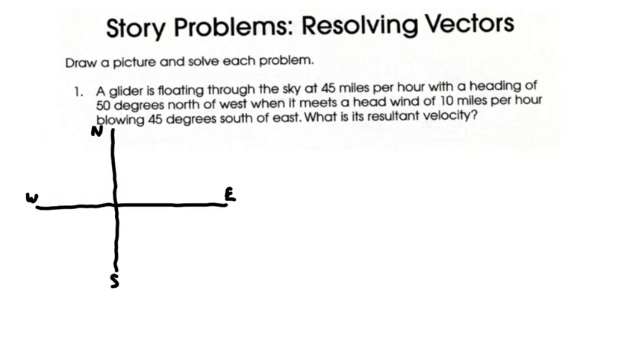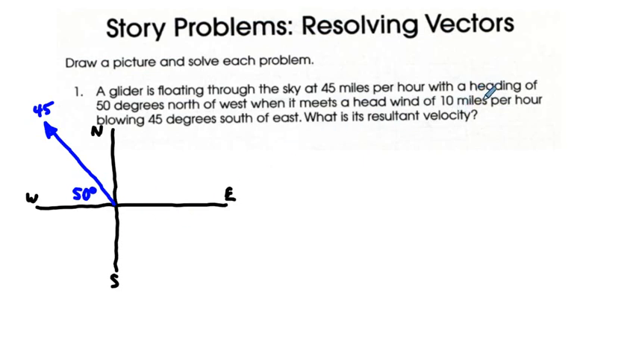So I'm going to get a blue vector, and I draw this. This has a magnitude of 45 miles per hour. And what we have is 50 degrees north of west. That's going to be our reference angle right here. So there we have that.